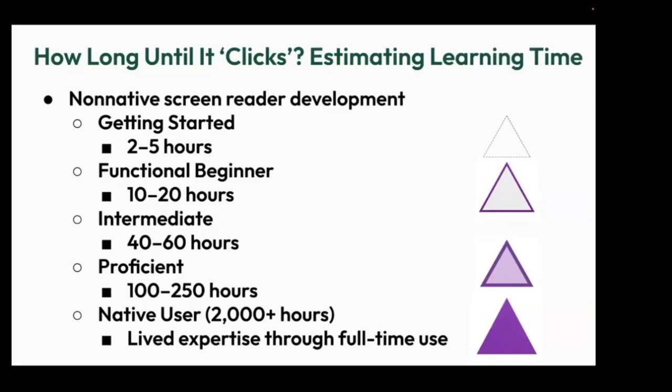Now, I estimate that intermediate might be 40 to 60 hours. And at this point, one could be comfortable across many layouts and niche types. So to get to proficient, I'd say maybe about 100 to 250 hours. At this point, you would probably have strong pattern recognition and pretty solid testing fluency.